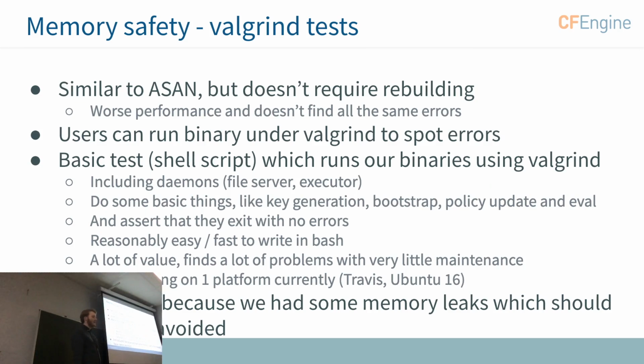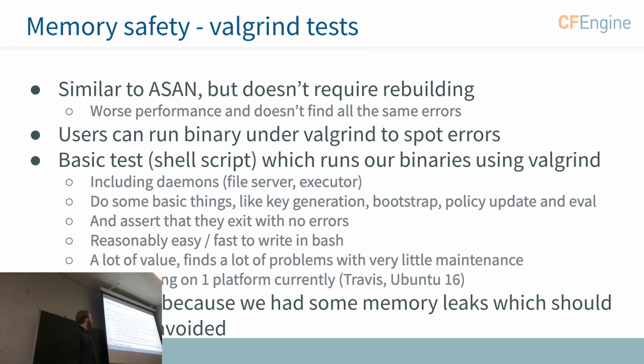We also introduced valgrind. Like I said, ASAN requires a recompilation, and in some cases it's easier to add valgrind because you don't need that. And we've had quite a few memory leaks in the project that were missed because people didn't manually run valgrind in all the different scenarios that we want to, and now we have a test which does do that.